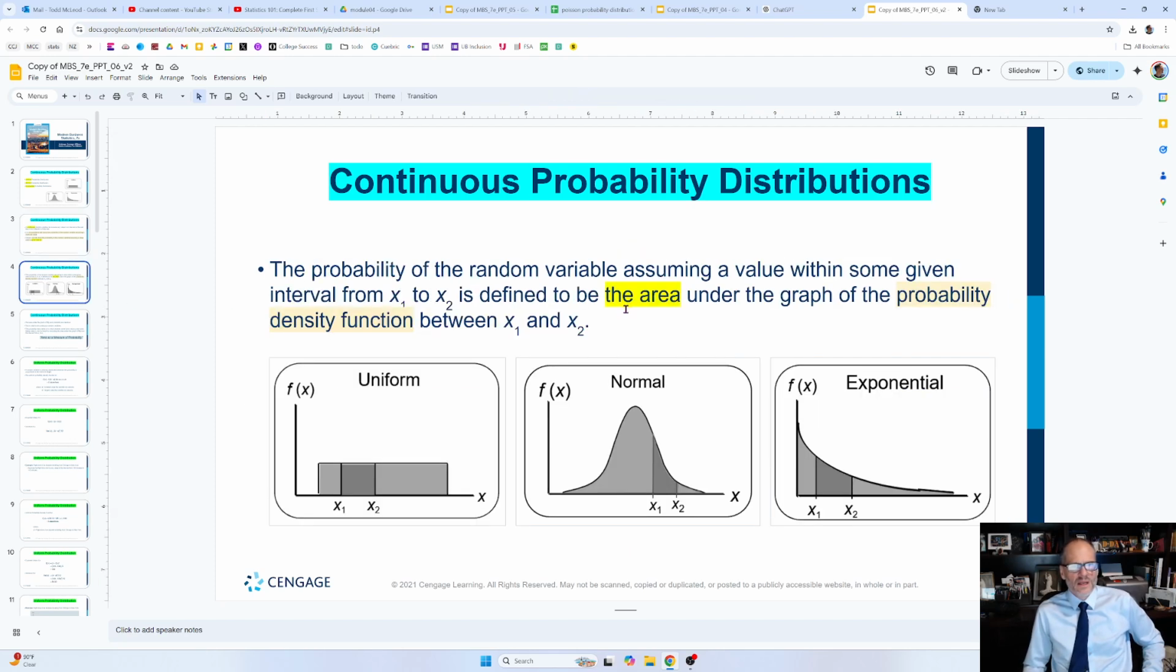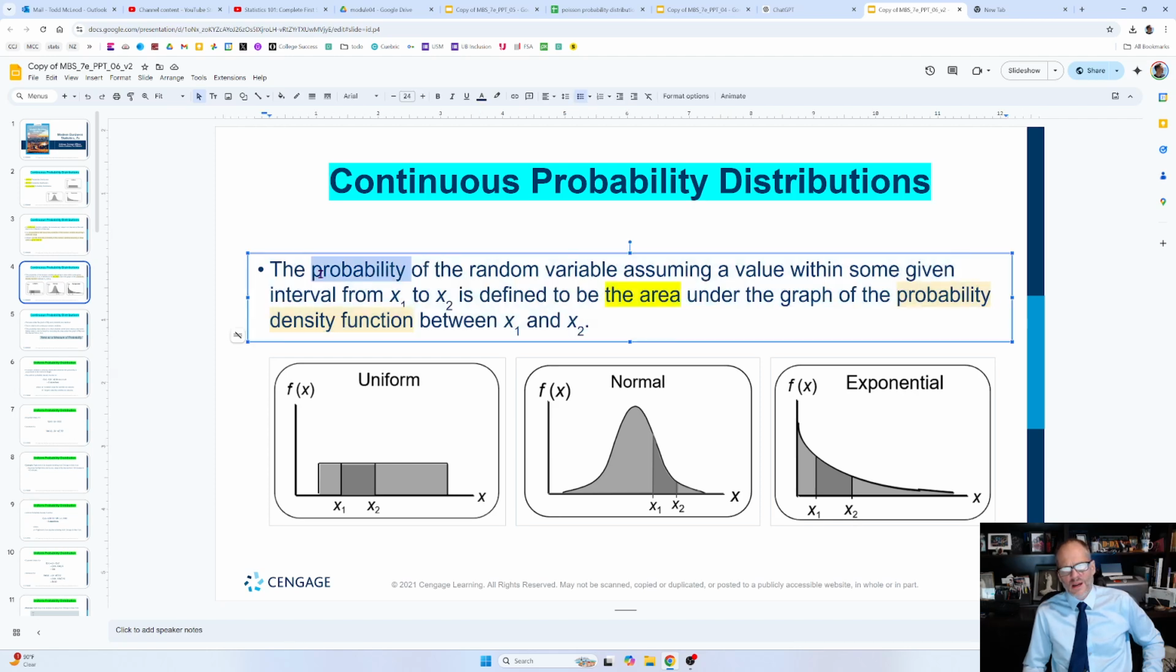So here's an example of that: what's the probability from here to here, or the probability of the values being from there to there. The probability of a random variable assuming a value within some given interval is defined to be the area under the graph of the probability density function. So these are called probability density functions. This is another example in my book of statistics having an inferiority complex and making things overly complicated, but also every domain has its own terminology. And so they call these probability density functions.